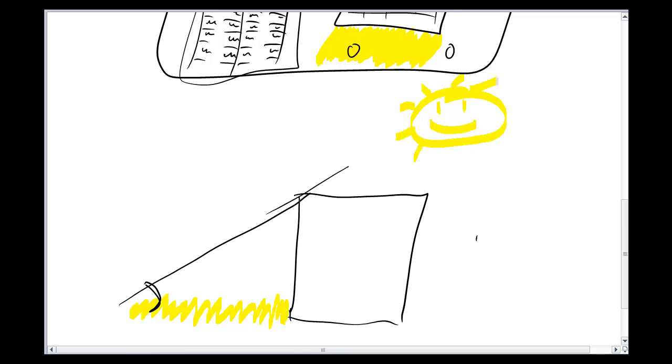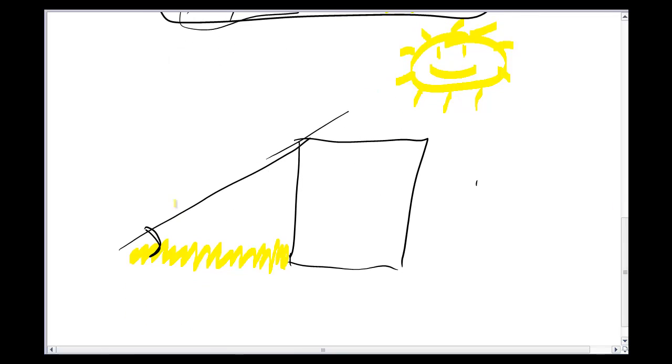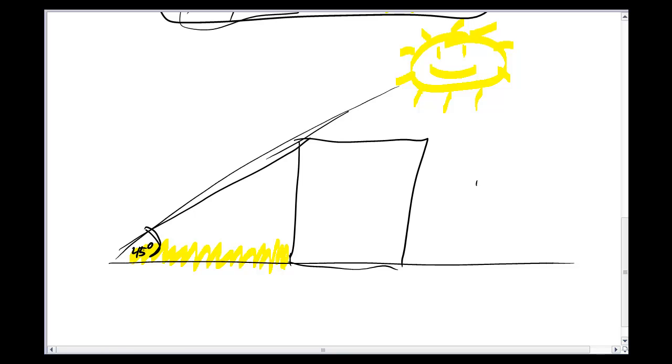The sun is shining as bright as he knows how, and as the sun shines down, because I know the time of the day and the day of the year, I know what the angle of the sun's elevation is. And because I know that angle, I know how high up the sun is in the air. That means I know this angle right here. We call it the solar elevation. And I'm saying that this is going to be 45 degrees for this day of the year.